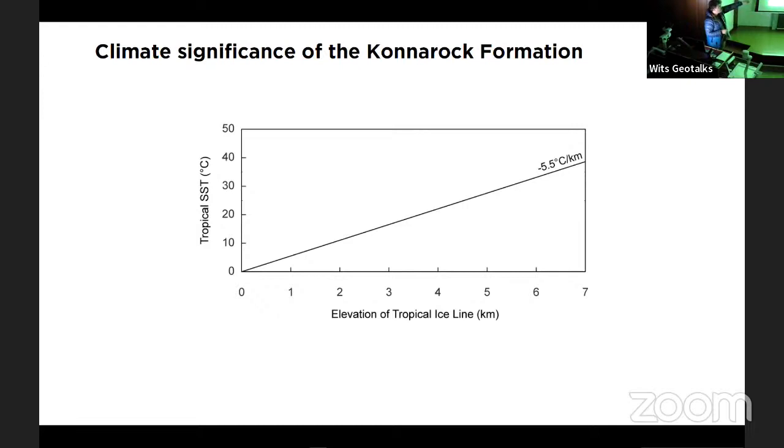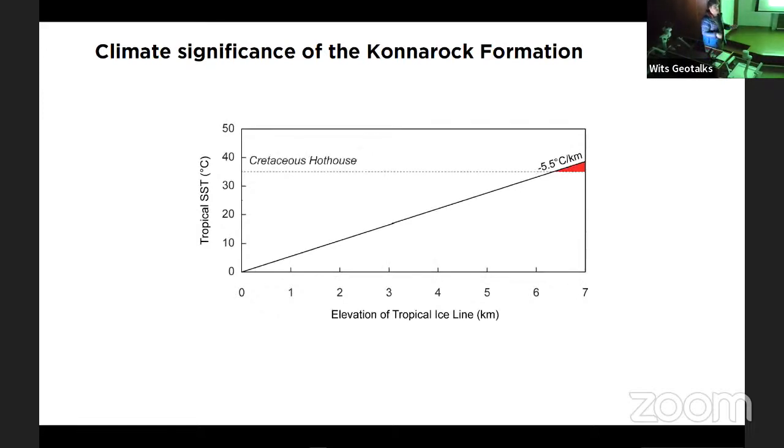And these diagonal lines that I'll be showing, that's the lapse rate. So that's basically how fast you cool as you go up. 5.5 degrees Celsius per kilometer is the modern lapse rate. That's, if I go up 1 kilometer, my temperature decreases by 5.5 degrees.